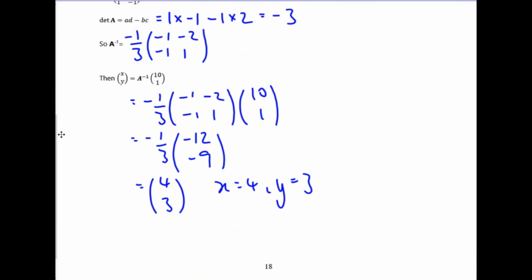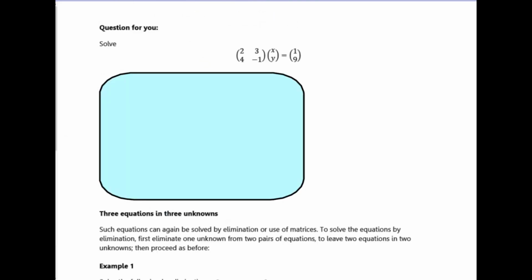Now, obviously, for 2 by 2 matrices, this is overkill. This is not necessary to solve those. But as we start getting higher, 3 by 3 equations with x, y, z in, and you could do it for even higher, this is a much more efficient method. There is a question for you here, which you can have a go at before the video, and I'll reveal the answer in a couple of seconds.